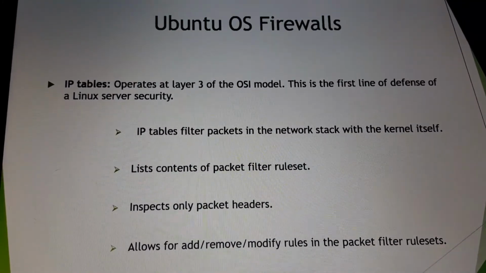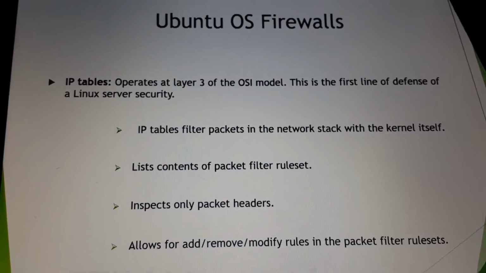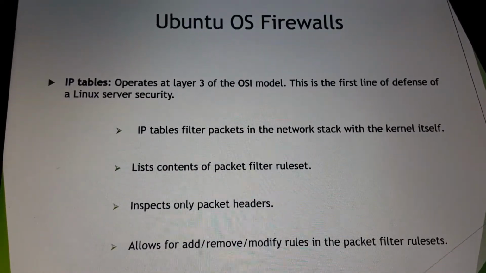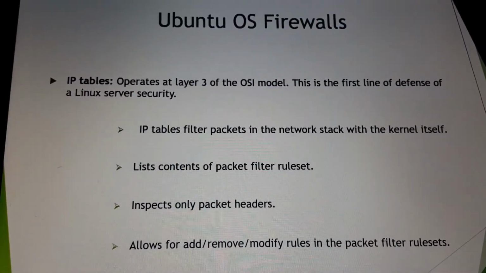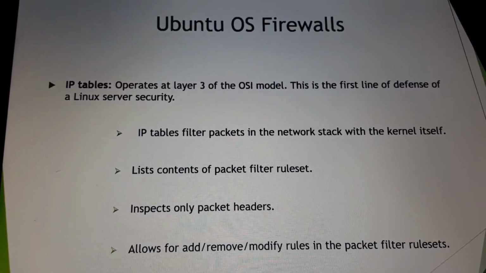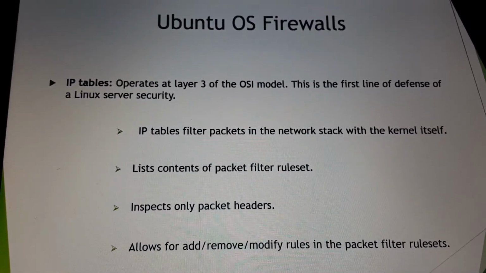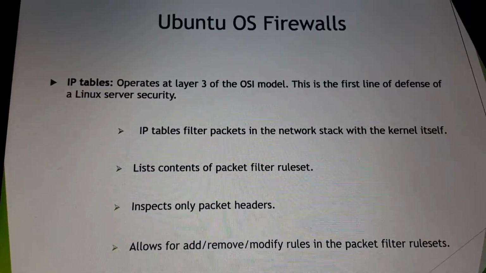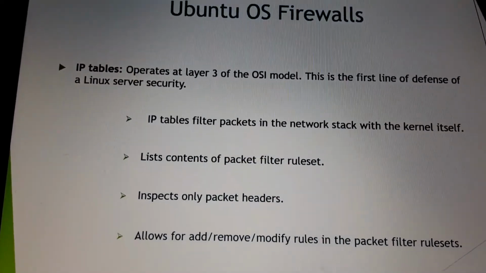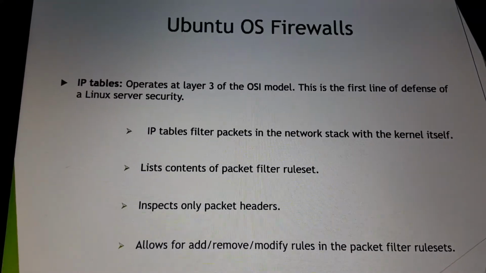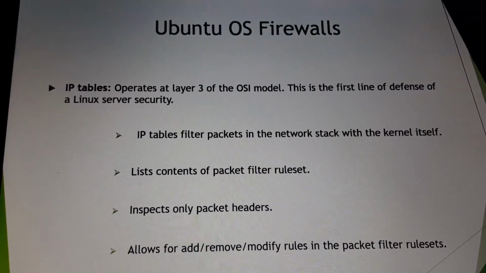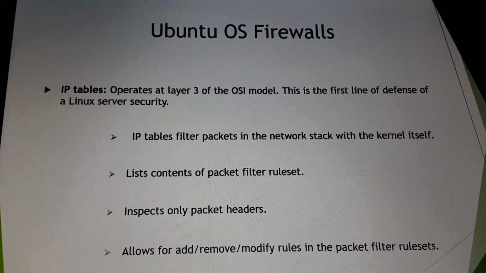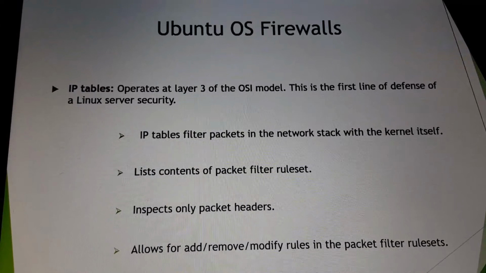Next, we're going to look at Linux Ubuntu operating system firewalls, and here we're going to talk about iptables, which operate at layer 3 of the OSI model. This is the first line of defense for Linux server security. Iptables filter packets in the network stack within the kernel itself. They also list contents of packet filter rule sets, and they inspect only packet headers. They also allow add, remove, and modify functionality for rules in the packet filter rule sets.